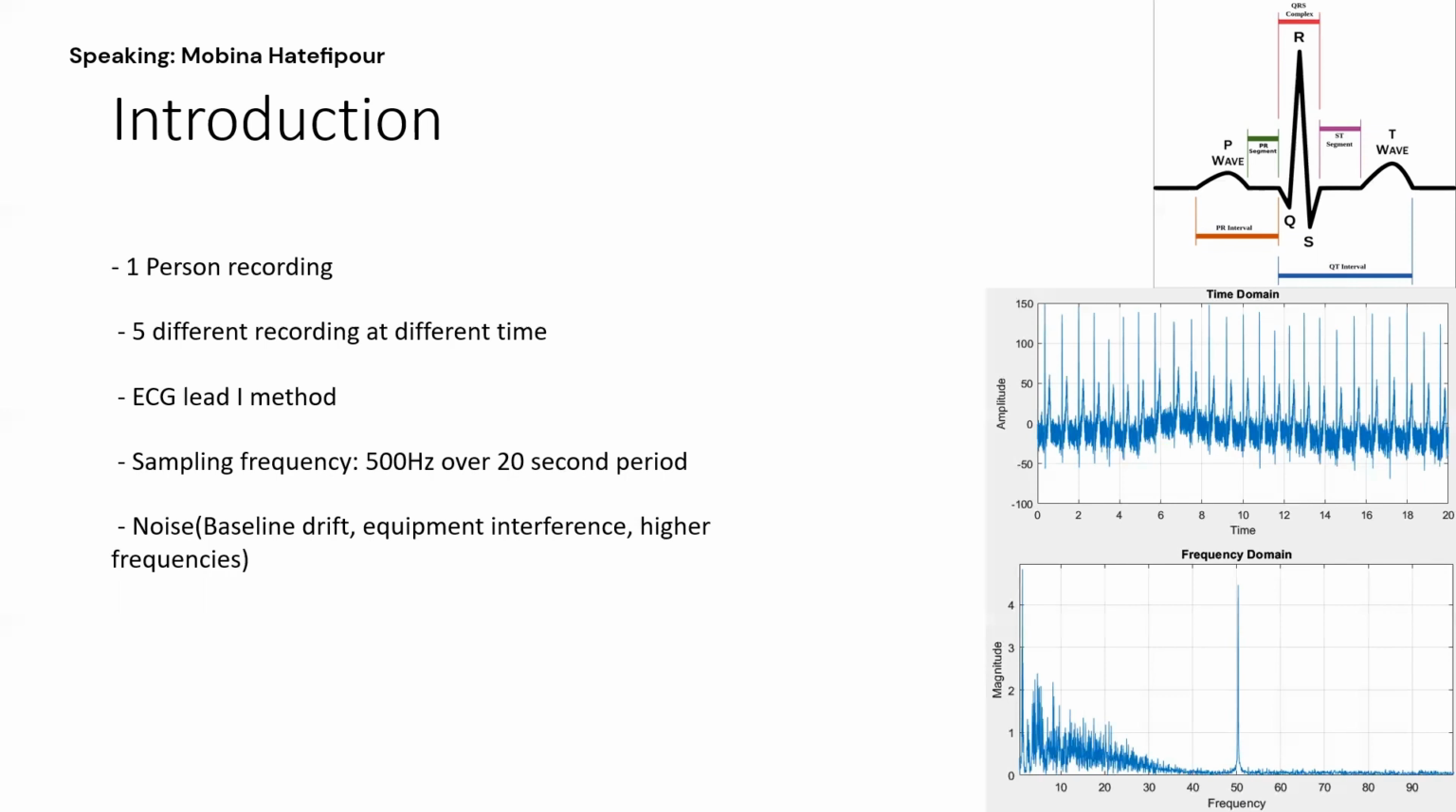And the raw signal that we collected from the database included some noise that we are hoping, or our aim is, to remove or reduce. It includes 3 types of noise, which are called baseline drift, equipment interference, and EMG noise, which is a high frequency noise.